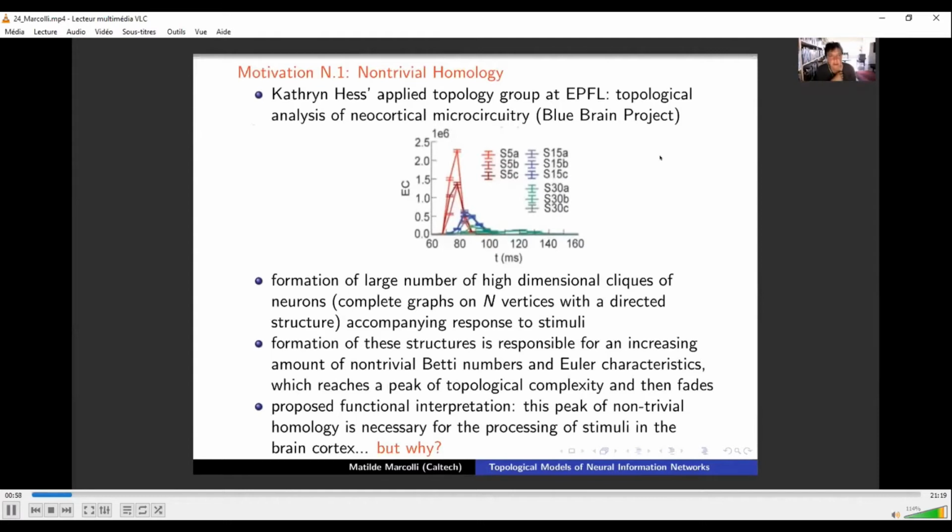One of them is the fact that in various simulations of activity of the neural cortex, as well as in experimental observations of neural responses, one often sees a peak in non-trivial homology and persistent homology in the parts of the network corresponding to stimuli. It is generally believed that there is a functional interpretation for this non-trivial homology, and that somehow it is necessary for processing stimuli. One of the questions is, in that sense, what is the role of this non-trivial homology?